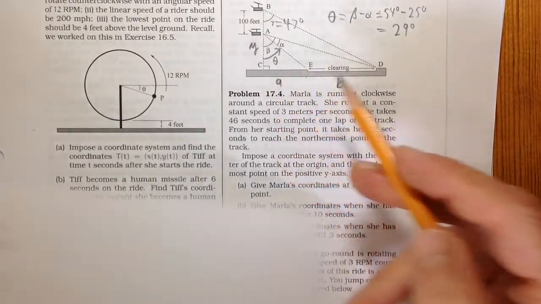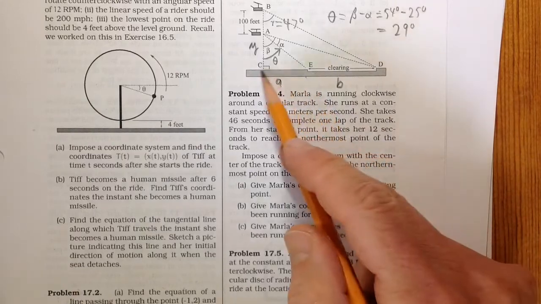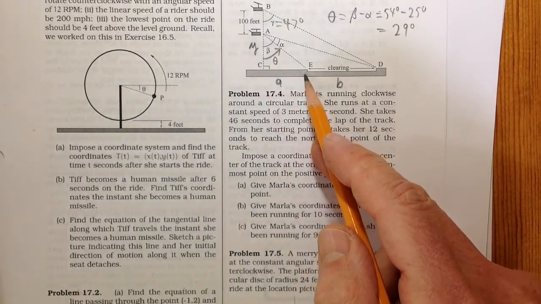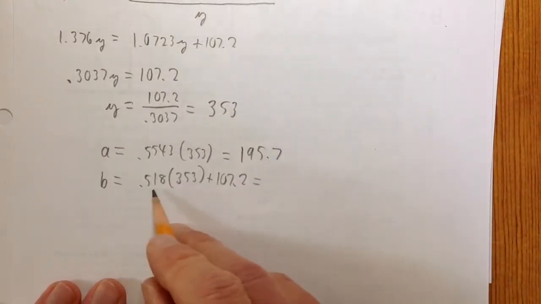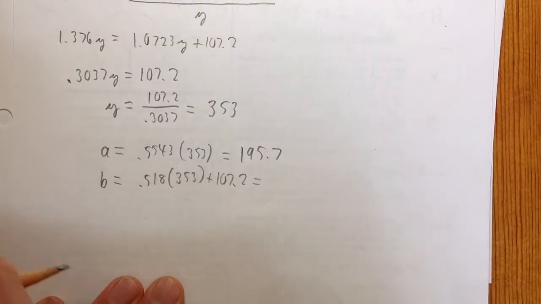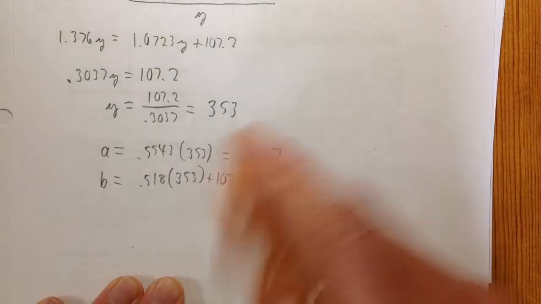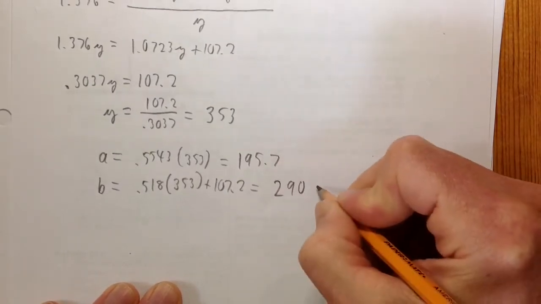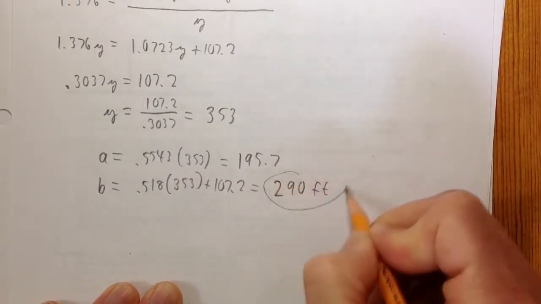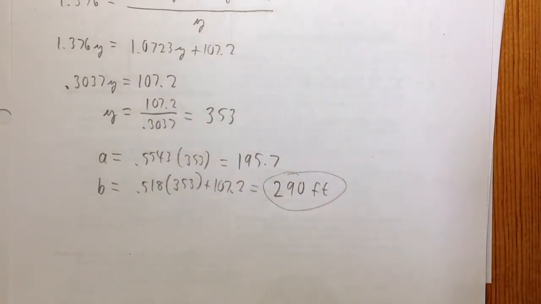So we know what A is. A was 195.7, that's interesting. But they want to know how big the clearing is. So we did some extra work, so we get extra credit for that. So how big is the clearing, which is B? 0.518 times 353 plus 107.2, and I get the clearing is about 290. I think we're dealing with feet, so 290 feet after all that.